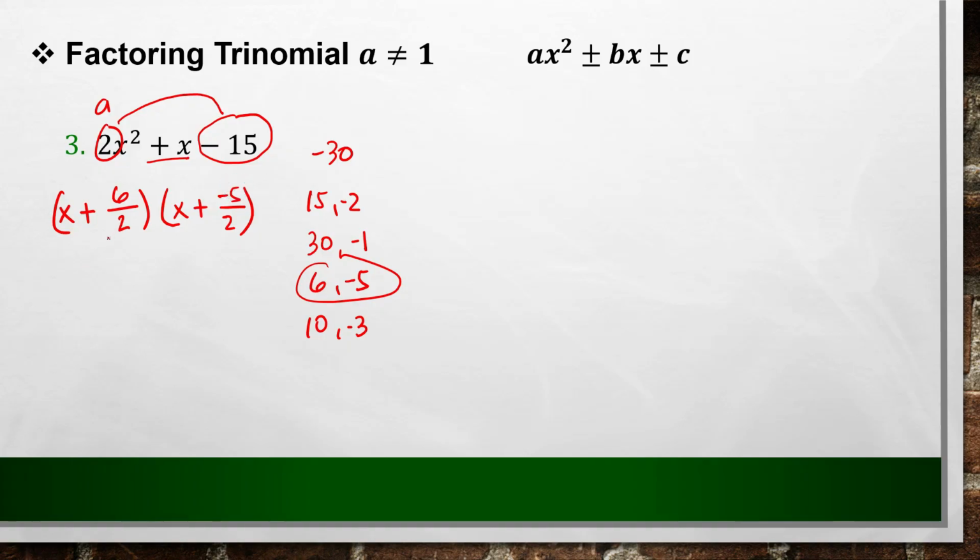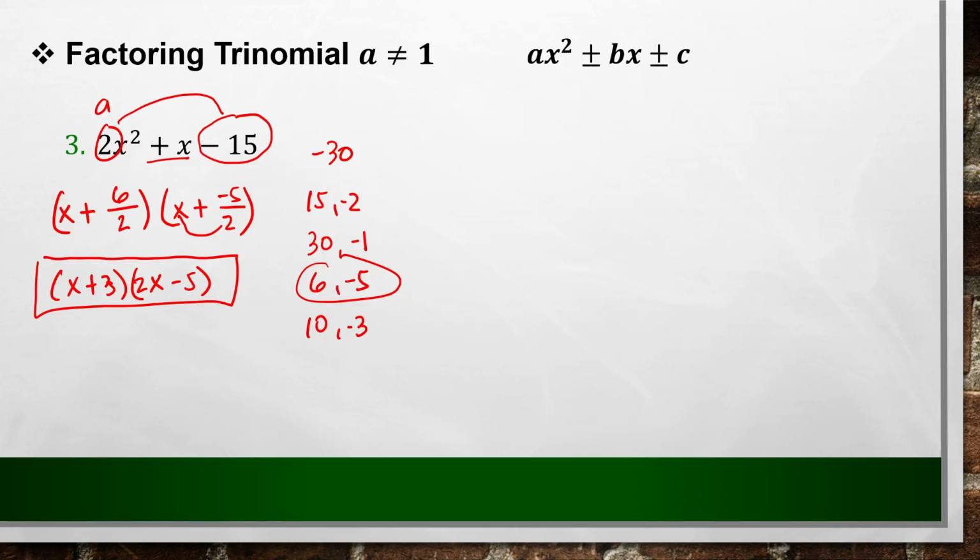6 divided by positive 2 is 3. And then negative 5 divided by 2 is negative 3. Oh, I'm sorry. No, we cannot do that. What did I do? I added the 2. No, no. Move the 2 here. So that would be 2x minus 5. There you go.